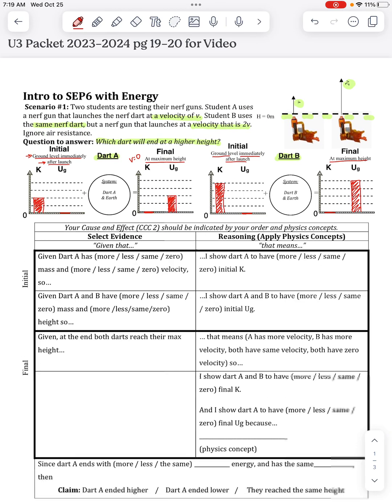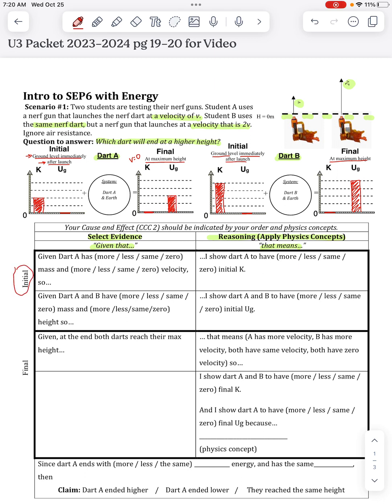All right, so writing your explanation for these is really going to still take that same format that we've done the last unit, where we say, given that, this means. We select some evidence from the prompt, we add some reasoning. So let's take a look at this one that's kind of given for us. And we start with initially, so we start with our initial LOL.